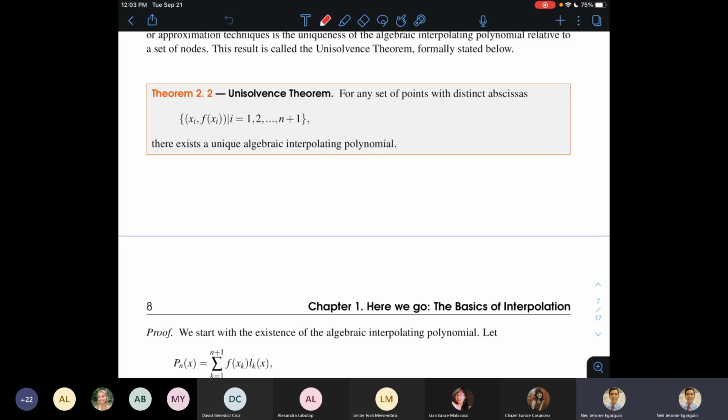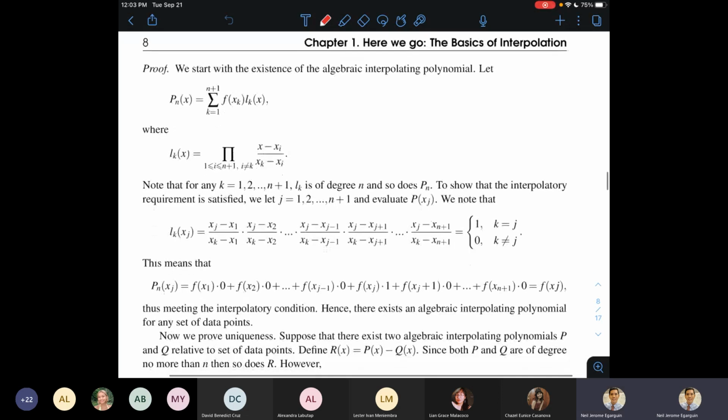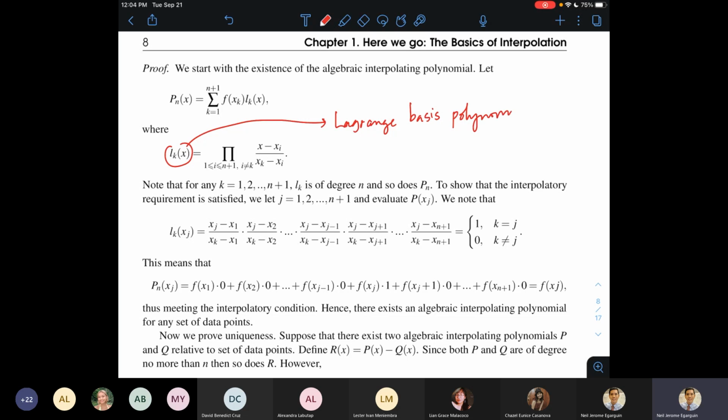Now let's start with the existence. So here, I am claiming that this function here is an algebraic interpolating polynomial for the function f, okay? Here, the little l sub k's are given by this function, okay? Now, we usually call the little l to be the Lagrange basis polynomial. Okay. And let's see if it is indeed a polynomial.